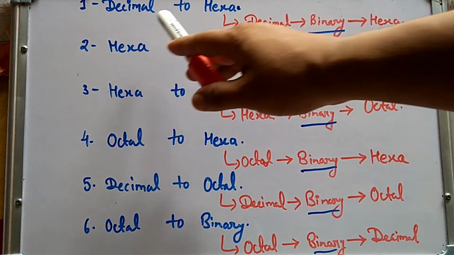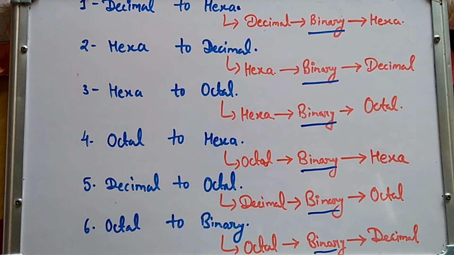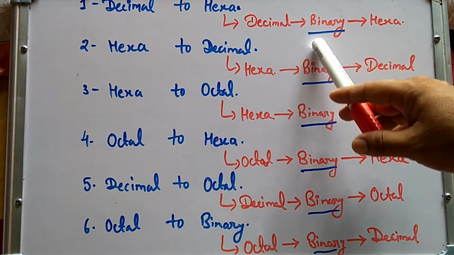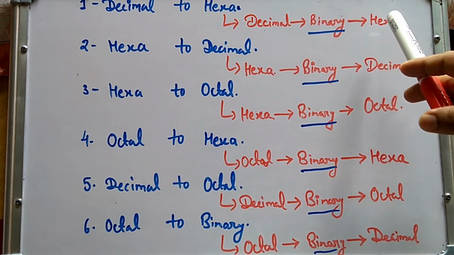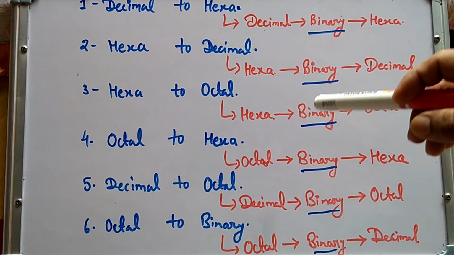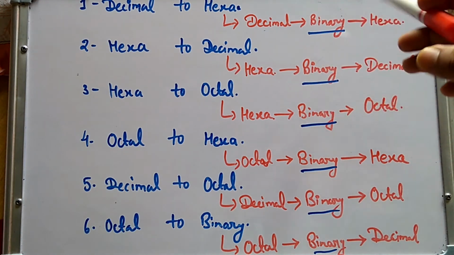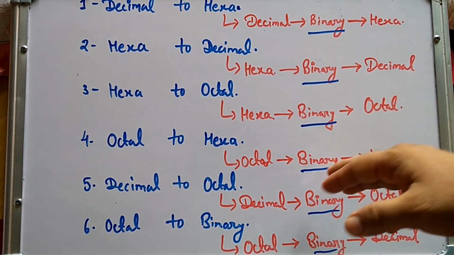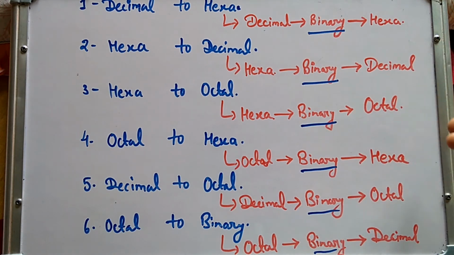So here, as you can see, decimal to hexa. If you want to convert decimal to hexa, what you have to do? You have to convert decimal to binary and binary to hexa. I told you this. You can watch my previous videos in which I told you hexa to binary, binary to hexa, octal to binary, or binary to octal. You can do that one also. So you can take the screenshot and keep it with you for the time being, so that you can remember how to convert one number system to another number system.